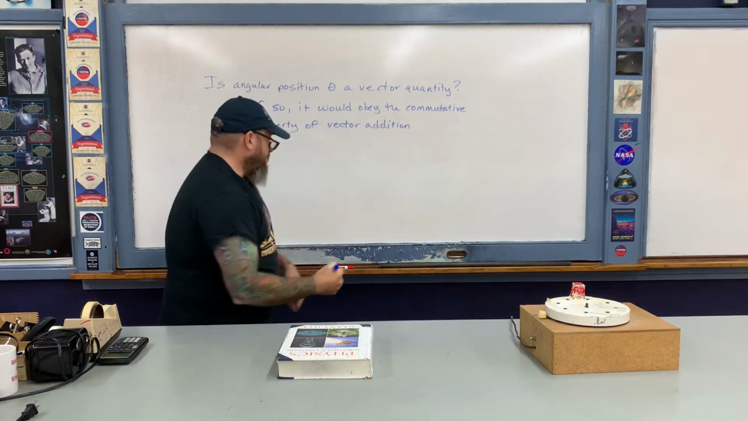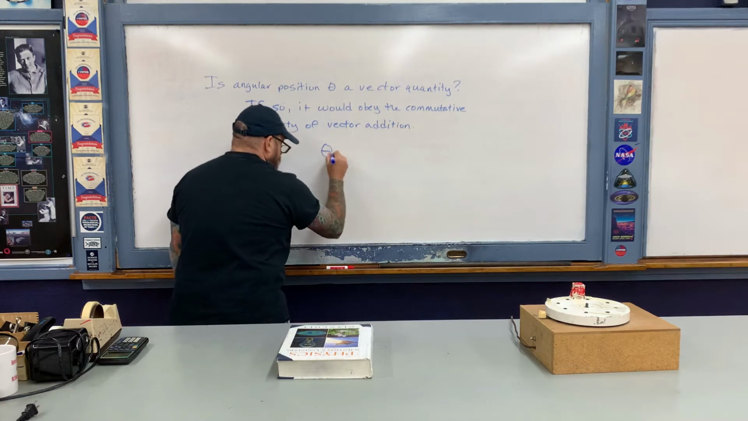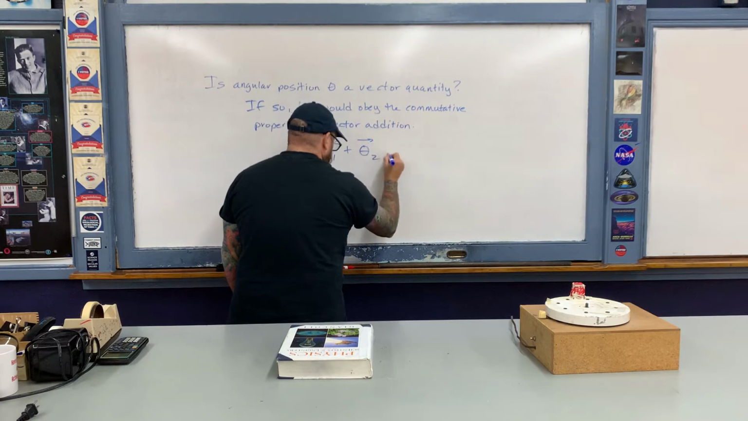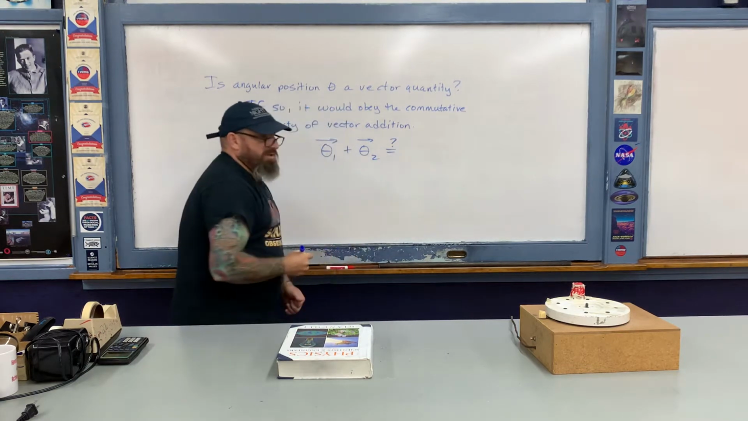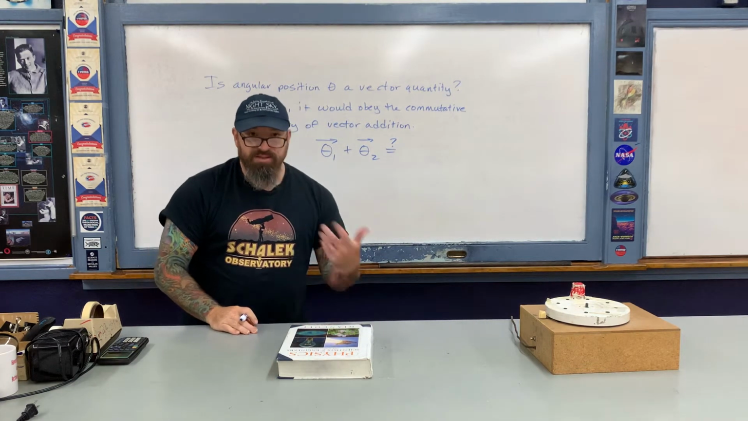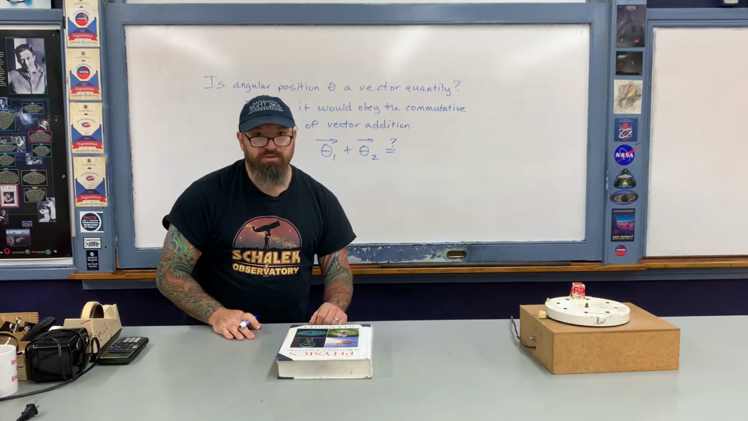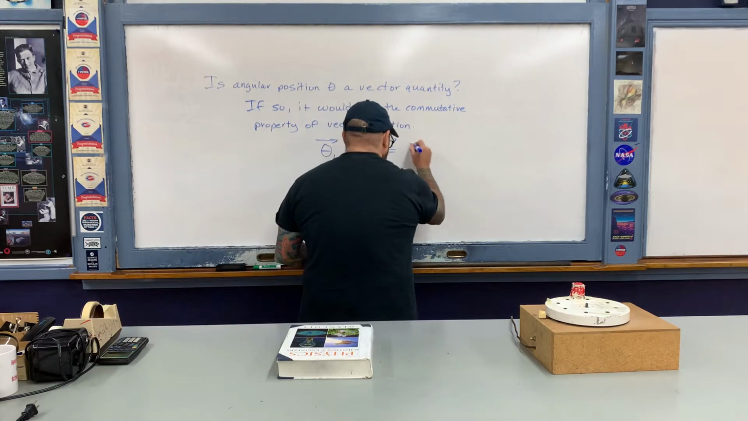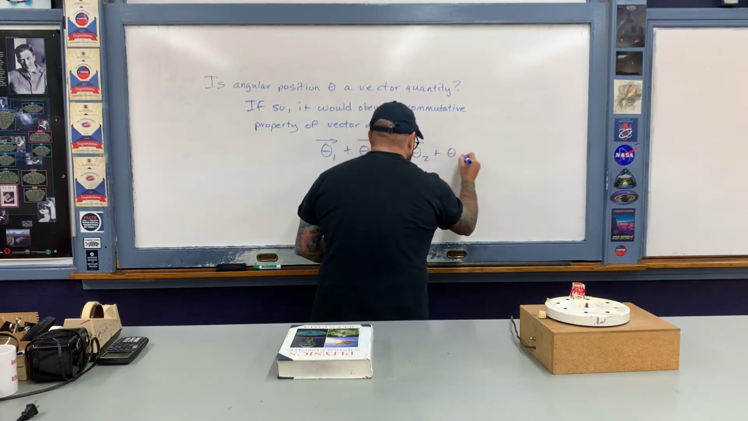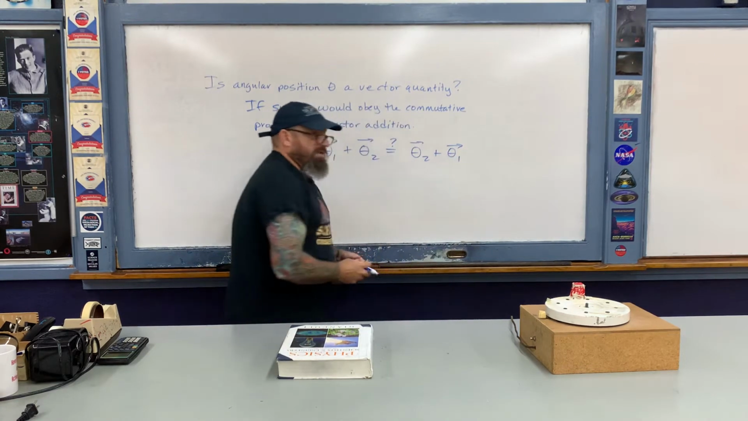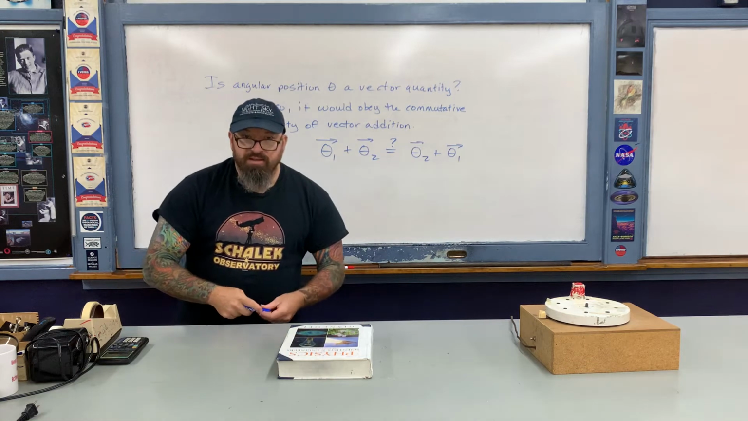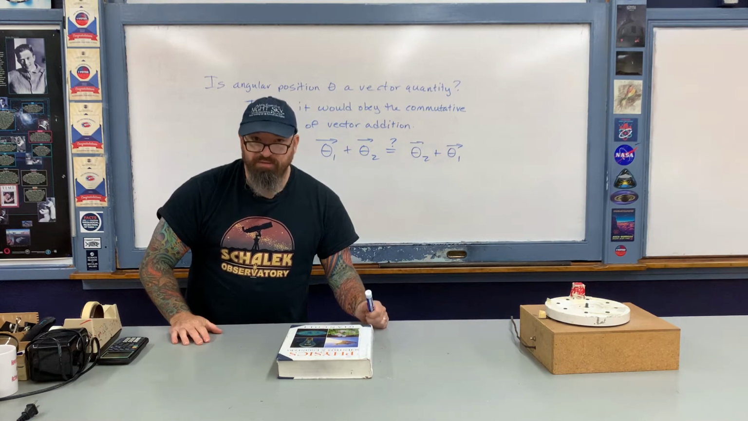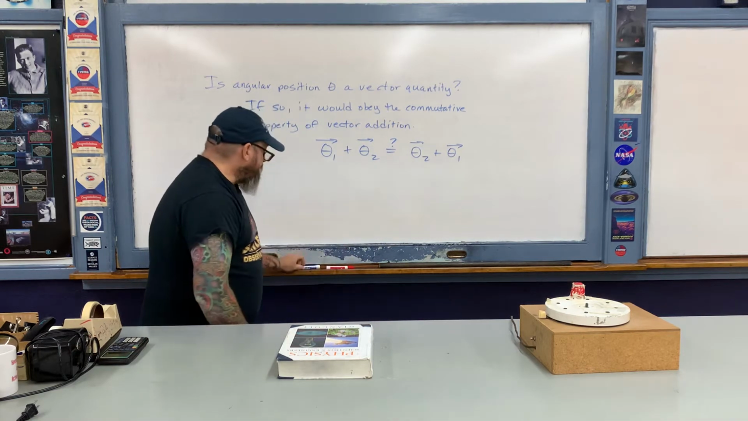In other words, let's say that we have a theta 1, which I'll draw as a vector, and I add that to a theta 2. If angular position is in fact a vector, then the resultant of theta 1 plus theta 2 should be the same thing as theta 2 plus theta 1. So let's see if it obeys the commutative property of vector addition. Here's how I'm going to demonstrate that.